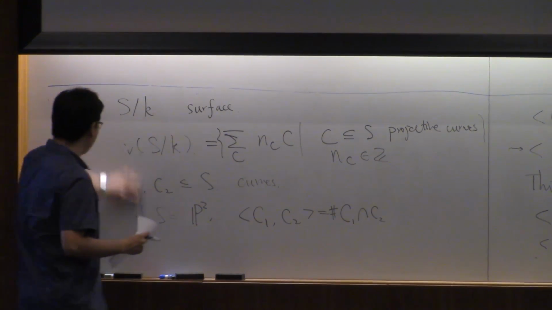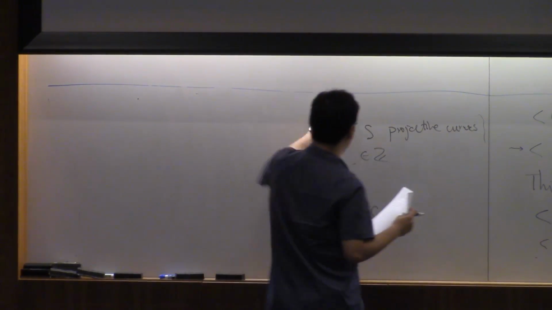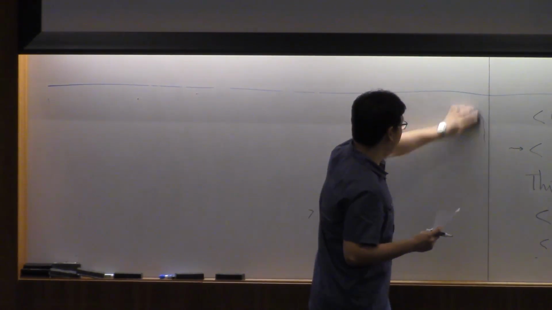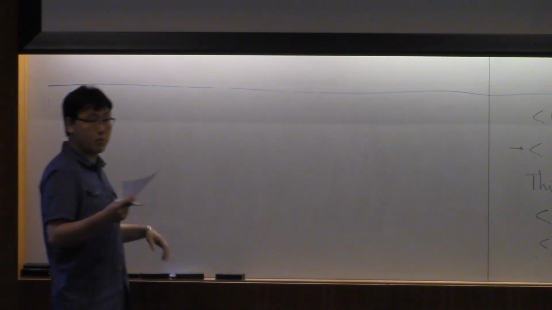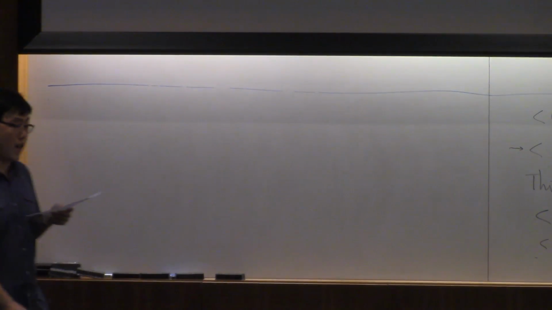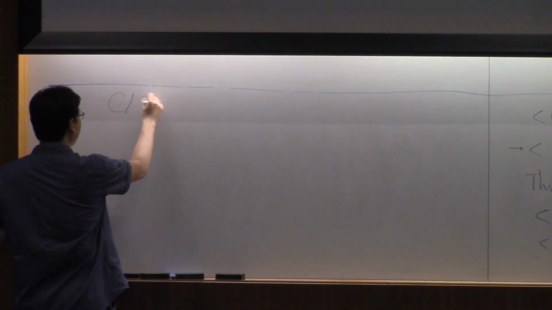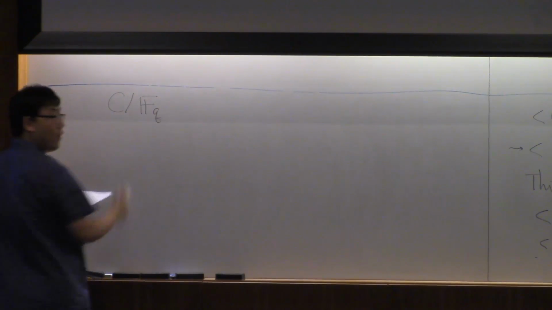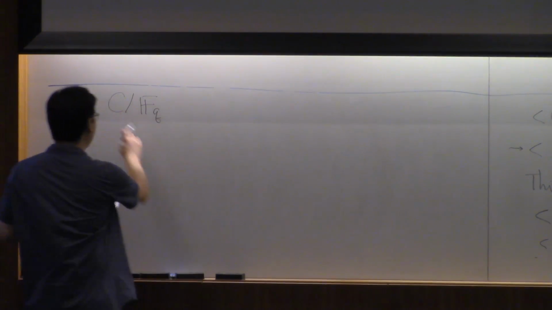But before that, I want to explain why we care about the intersection number. The reason is you can express the number of rational points on a curve over a finite field as an intersection number. So now we are back to the proof of the Riemann hypothesis for curves over finite fields.